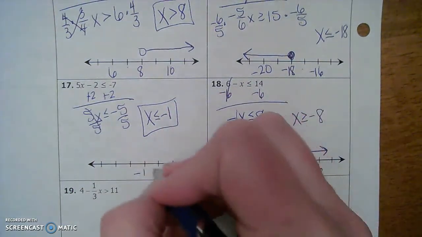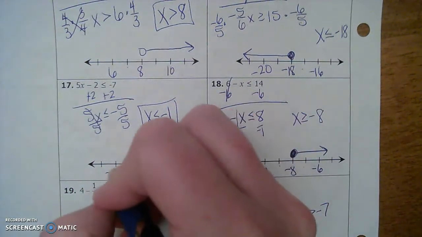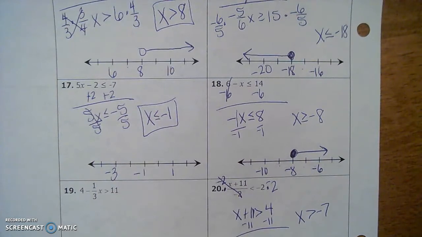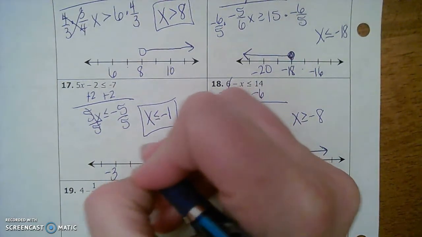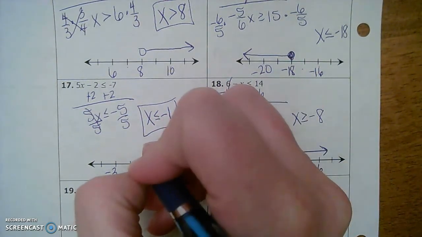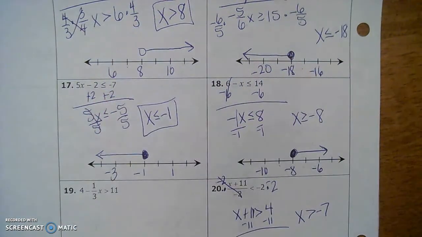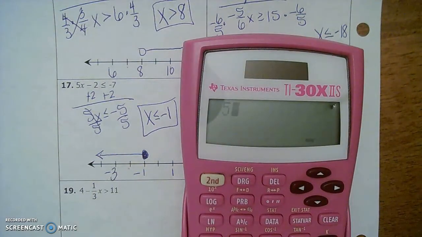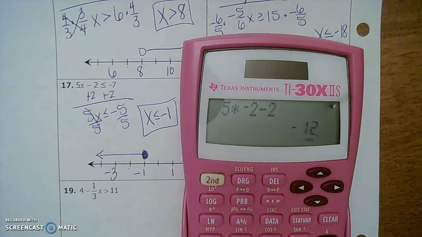-1 in the middle, 0, 1, -2, -3. This should be closed and to the left. So I'm going to plug in -2 to make sure I did this correctly. 5 times -2 minus 2 gives me -12. -12 is less than or equal to -7, so that one's good.